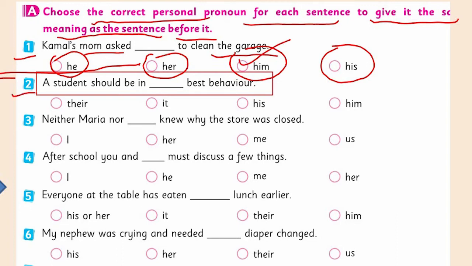Look at the second one. A student should be in best behavior. There the student is a singular noun here. Always remember that for plural or singular we have some rules. If you are using plural here, अगर यहां पर students होता plural form में तो हम their use करते, क्योंकि their किसकी तरफ रेफर करता है? प्लूरल की तरफ. लेकिन यहां पर a student है, एक स्टूडेंट है, तो हमने क्या करना है?